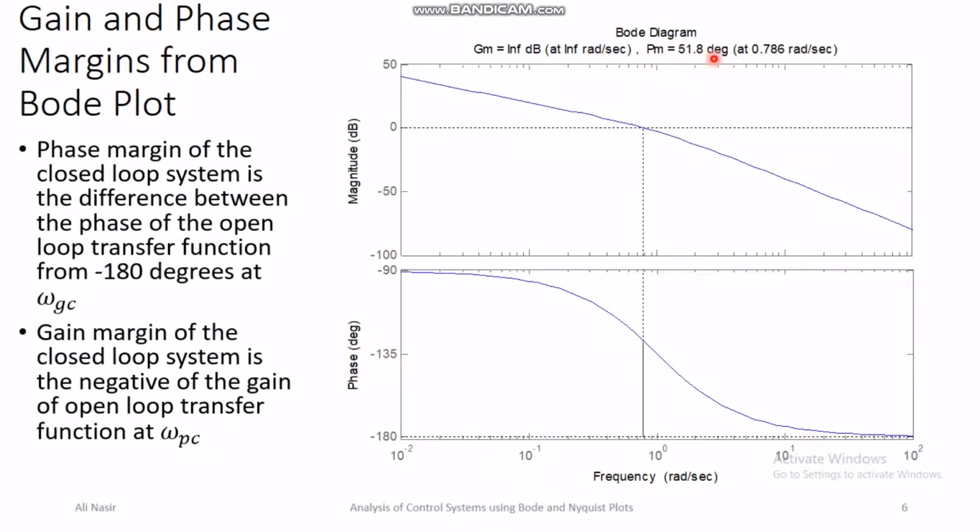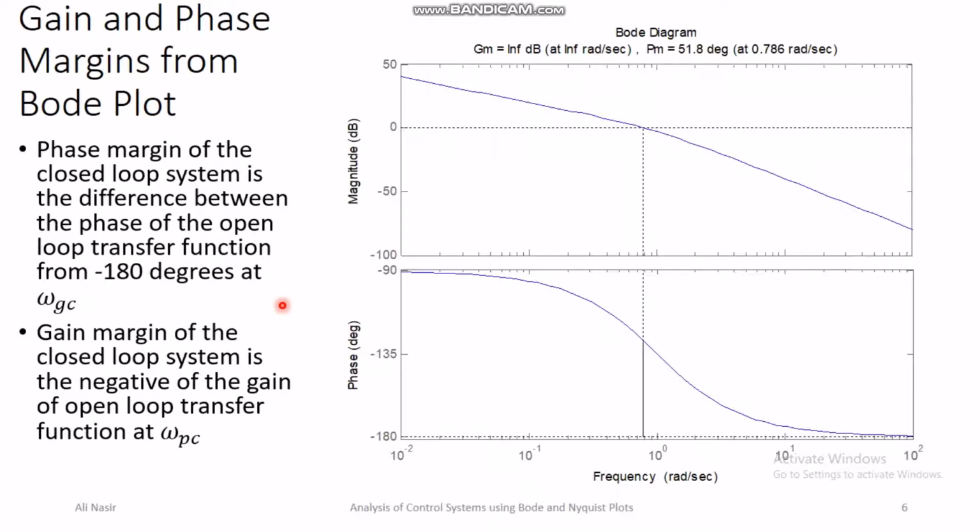So infinite gain margin because the phase crossover frequency is infinite, and 51.8 degree phase margin because of the 0.786 gain crossover frequency. So we find the phase margin at the gain crossover frequency and the gain margin at the phase crossover frequency. This completes the analysis using the Bode plot. We now know how to determine the closed loop stability and how to determine the gain margin and phase margin of the closed loop system.